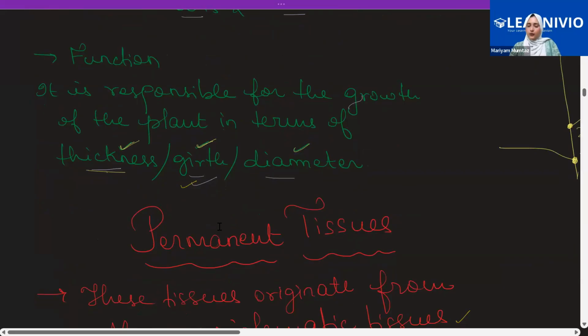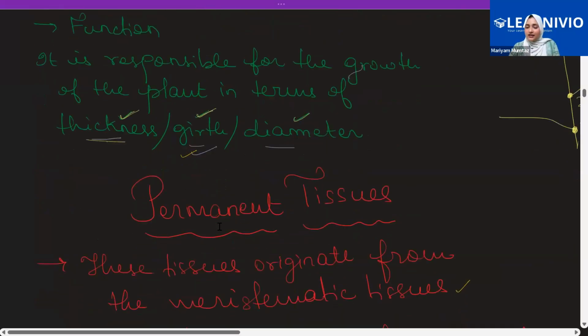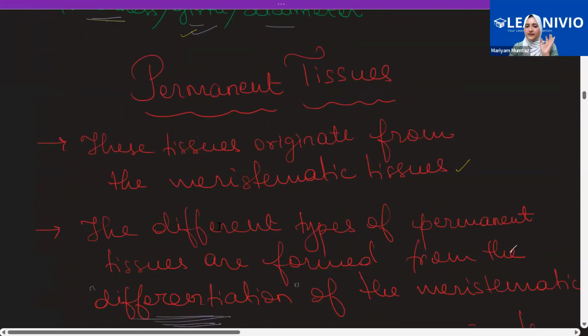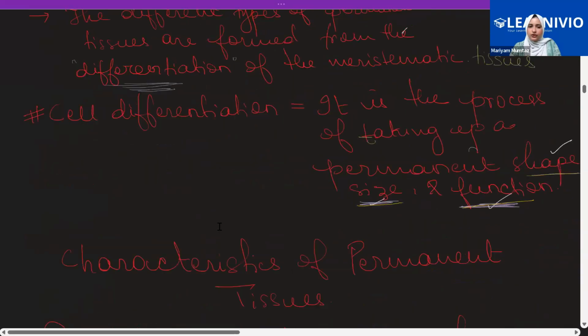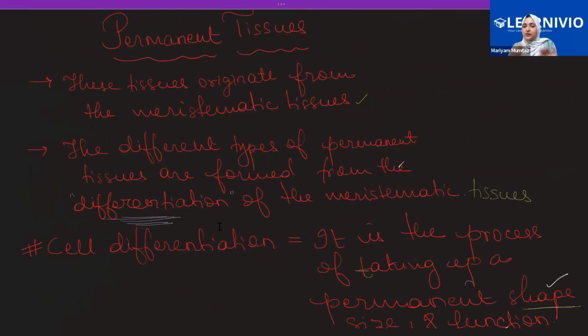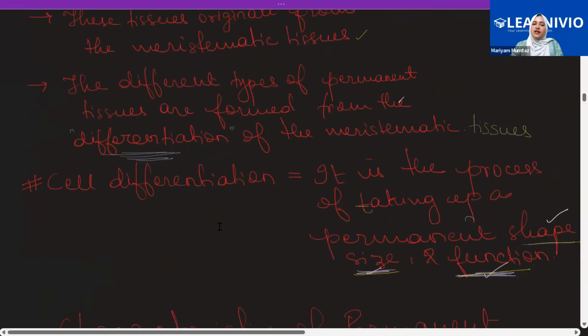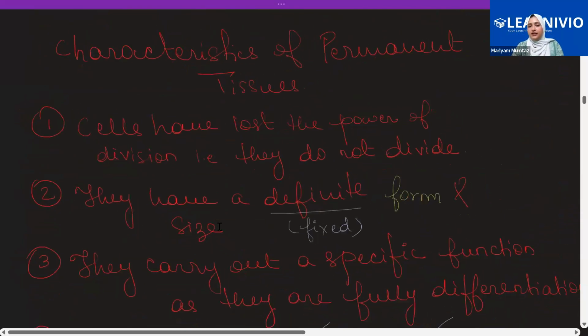No, ma'am. So this was all there is to know as far as the meristematic tissues are concerned. Now we will be talking about the next type of plant tissues, that are permanent tissues, right? I told you about the permanent tissues. They originate from the meristematic tissues and they take up definite shape, size, and function. Now, moving forward, let us look at some of the characteristics of the permanent tissues.